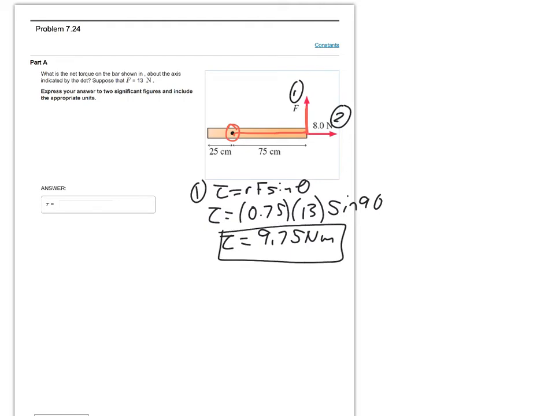For the second force, I could go ahead and set this up, but what I'm going to end up finding is that the torque and the radial distance here are in the exact same direction, so my angle is either 0 or 180. Either way, the torque from that ends up being 0 Newton meters. So my net torque is just the torque from this first force, the 13 Newton force. Rounded to 2 sig figs, it would be 9.8 Newton meters.